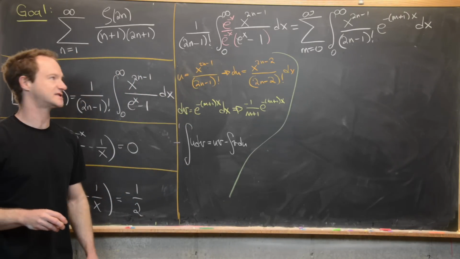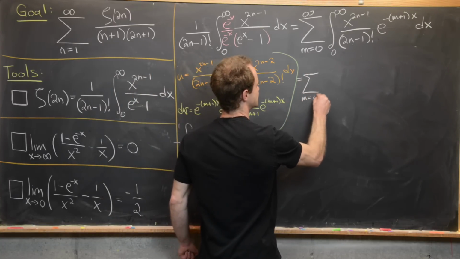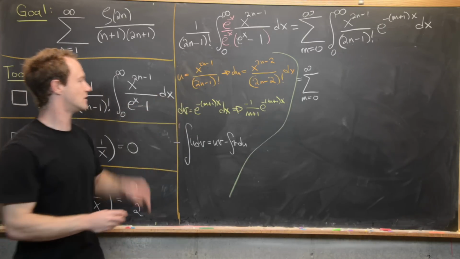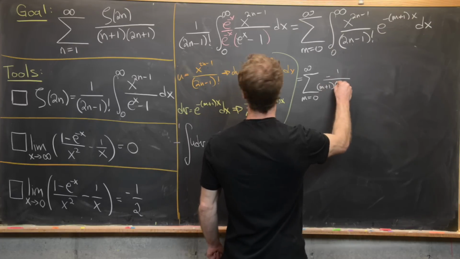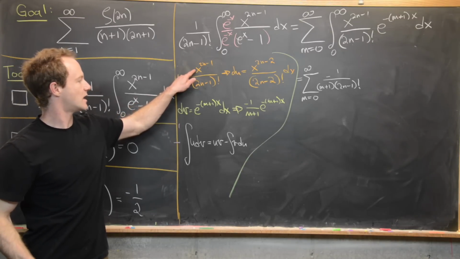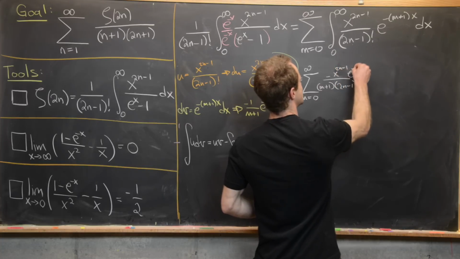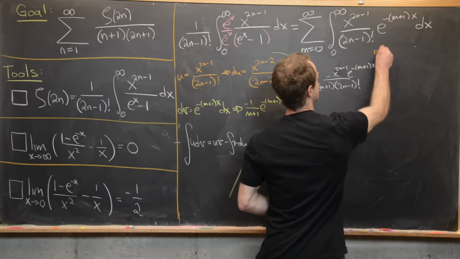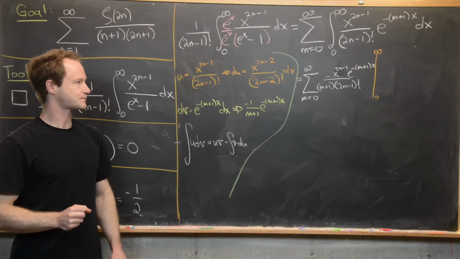That's still inside of this sum over m. So here we have this sum, m goes from 0 to infinity. Now we'll have u times v, which are outside of the integral. So that's going to be minus 1 over m plus 1 times 2n minus 1 factorial, and then x to the 2n minus 1 times this exponential, x to the 2n minus 1 e to the minus m plus 1 times x. We need to evaluate that from 0 to infinity, keeping in mind that evaluating at infinity means we're taking a limit. Okay, good.